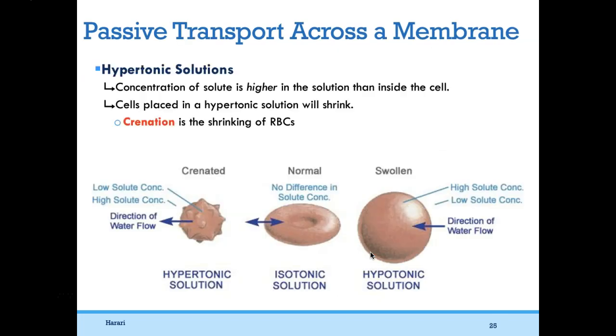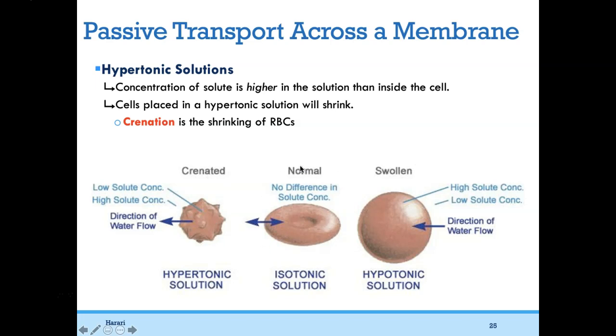In a hypertonic solution, that means that the solute is saltier on the outside, right? The solution is saltier on the outside than the inside of the cell. And that means that cells will shrink. Cells will shrink because the water on the inside will try to balance out the high salt on the outside. So all of the water is going to leave the cell in a hypertonic solution, and that will cause the cell to shrink. And we can say that this red blood cell is crenated. Crenation is the shrinking of red blood cells. And that happens in hypertonic solutions.